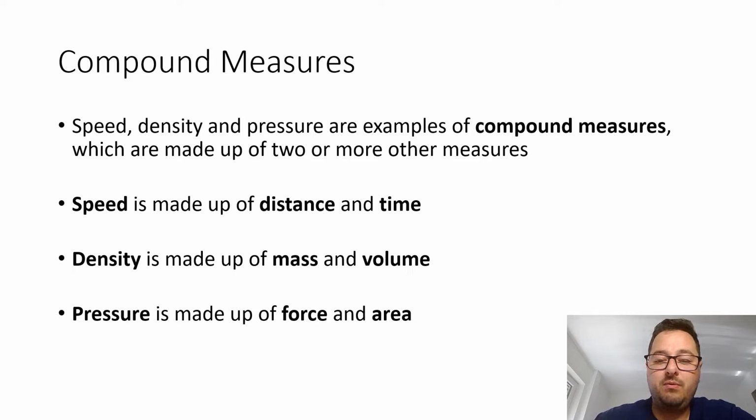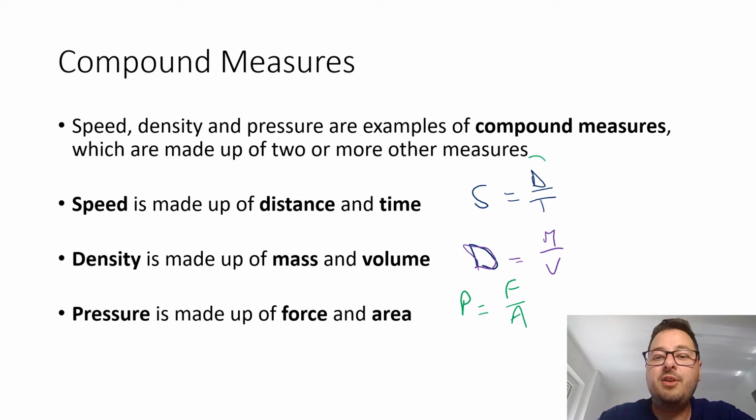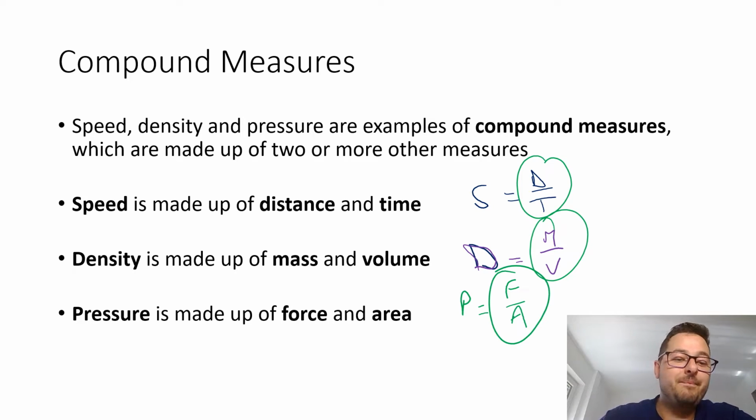Okay, so I'll just write these formulas out again. It's always good to be reminded of them. So speed is distance over time. Density, oh, that's supposed to be a different colour. Density is mass over volume, and pressure is force over area. Okay, so because we've got two things going on, these are compound measures.